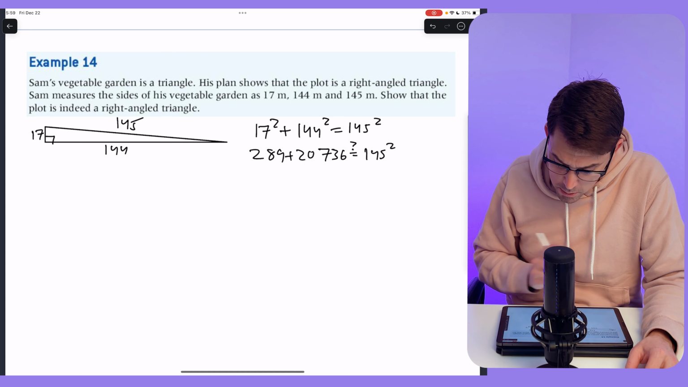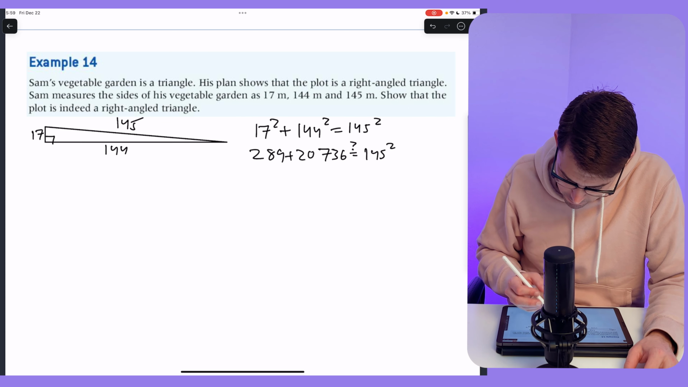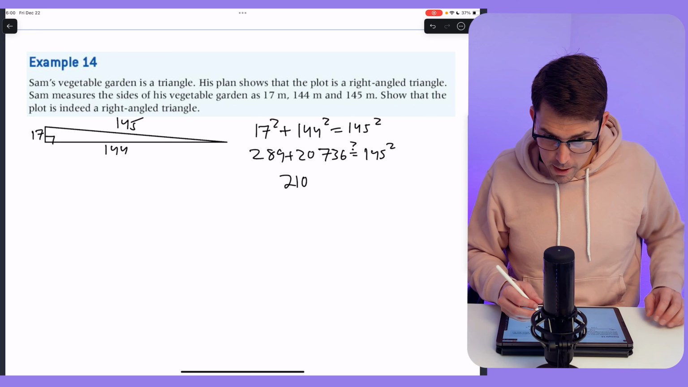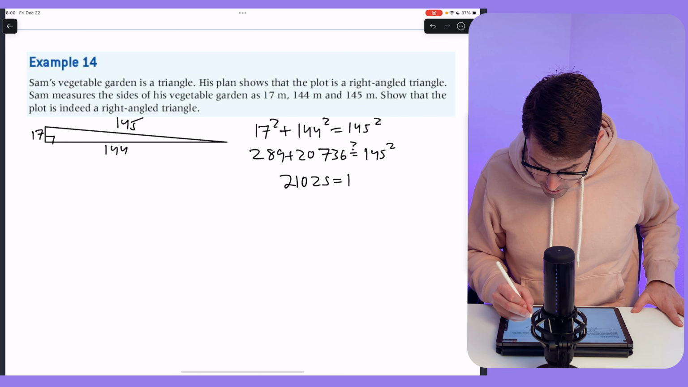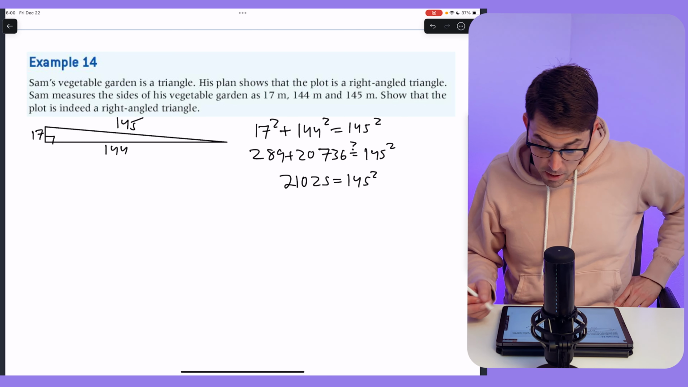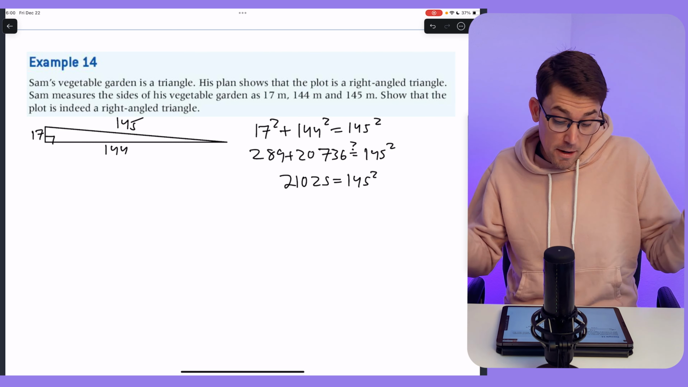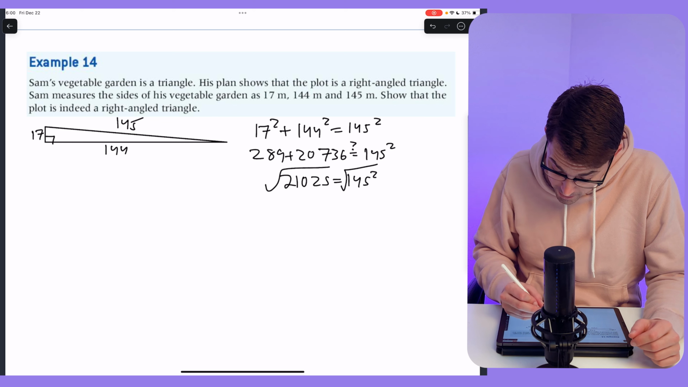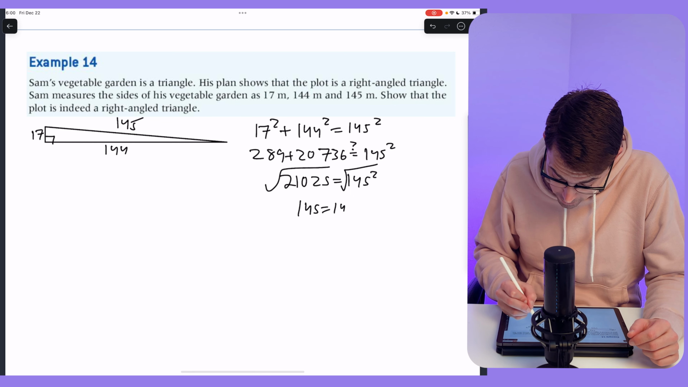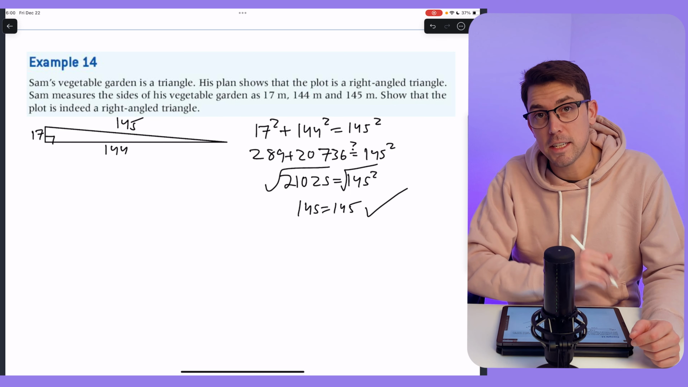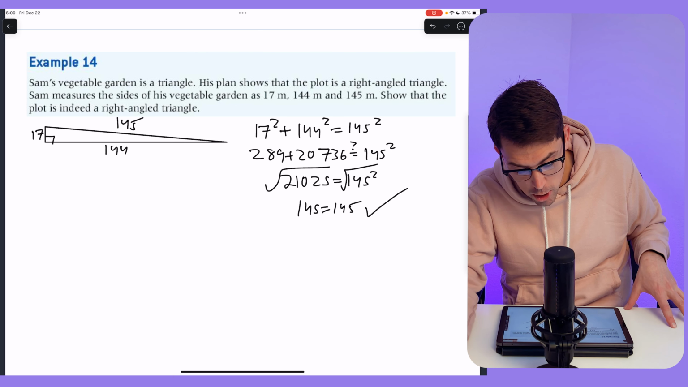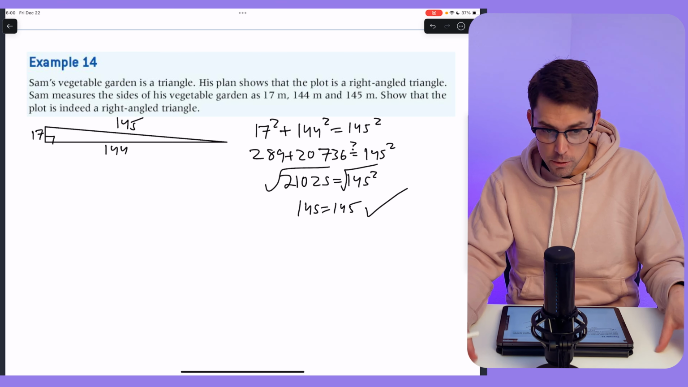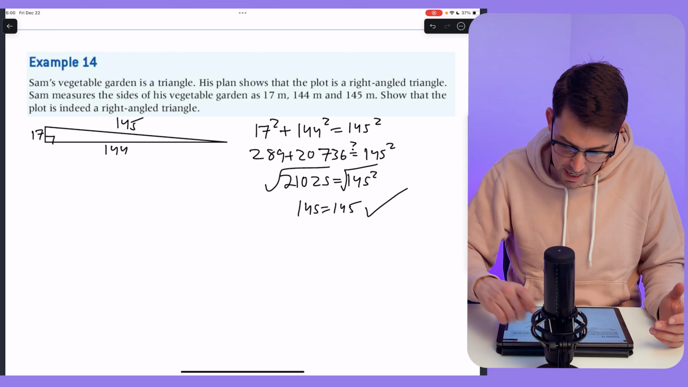Does that equal 145 squared? And you know what? I'm actually going to do this in a slightly different way, but it's not that big of a deal. If you add these two numbers together, you'll find that it is 21,025. So the question is, does that equal 145 squared? Another way of doing that, just for the sake of variety, is if I actually took the root of each side, what would I get? It turns out that I would get 145 equals 145. So in this case, yes, the lengths of 17 and 144 and 145 do indeed make a right triangle. So we proved that this vegetable garden is indeed a right triangle.